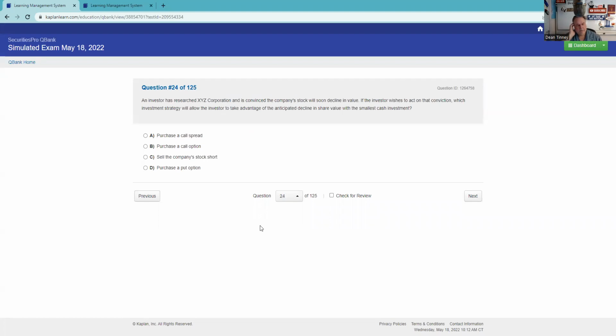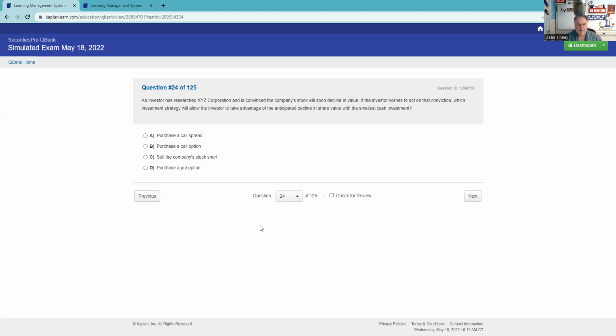An investor has researched XYZ Corporation, and is convinced the company's stock will soon decline. If the investor wishes to act on that conviction with an investment strategy, the first thing I'd say here is I'm bearish, right? I'm a bear, so I'm looking for something that bears do. Which investment would take advantage of the decline with the smallest cash investment? I always consider people who buy puts to be smart bears, right? Because if you buy a put and you're wrong, you just lose your premium.